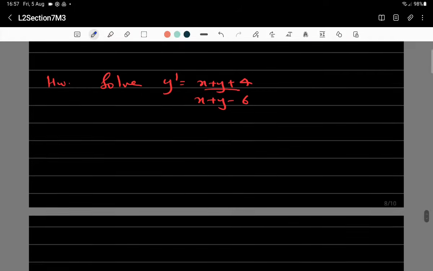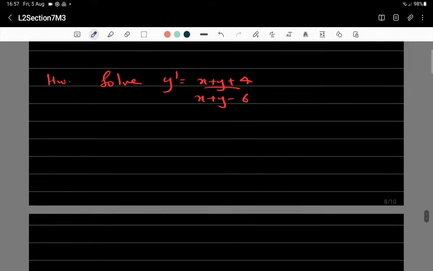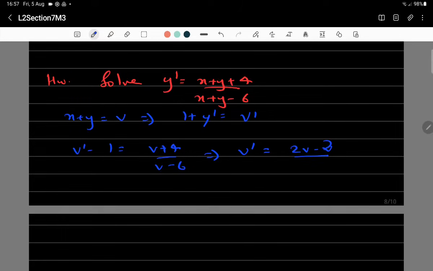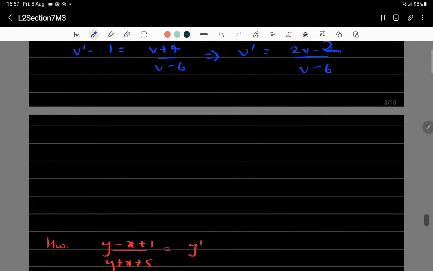Two quick exercises, they are for the homework. I will quickly solve them, but you must try to solve them by yourself. The first one is y dash is equal to (x plus y plus 4) by (x plus y minus 6). So direct substitution, x plus y is equal to v, that is 1 plus y dash is equal to v dash, or v dash minus 1 is (v plus 4) by (v minus 6), that gives you v dash is equal to (2v minus 2) divided by (v minus 6). Please do verify by yourself the calculations.